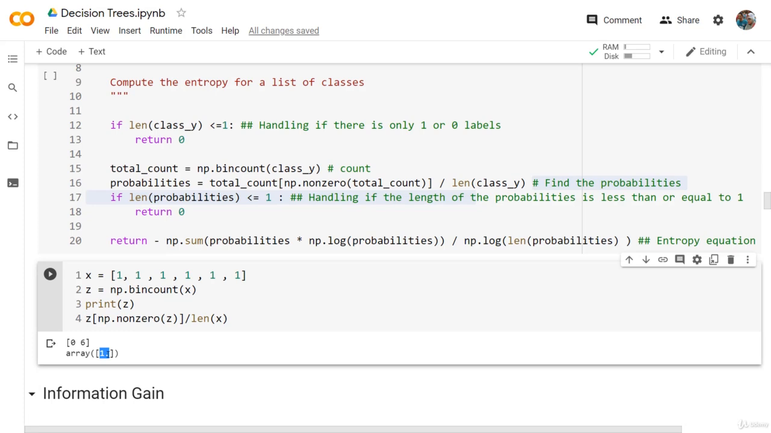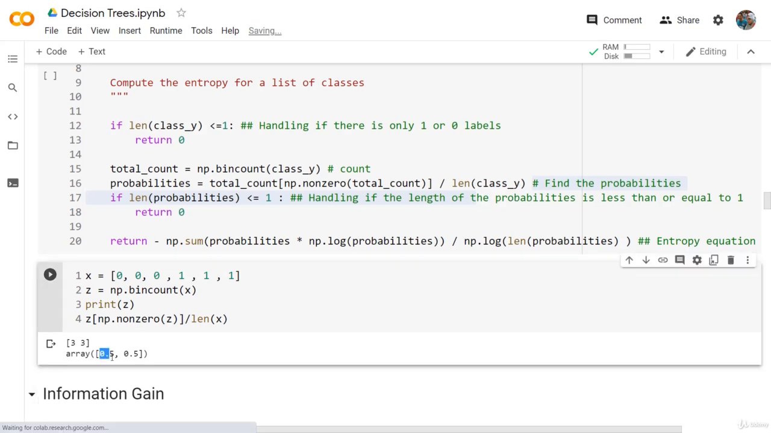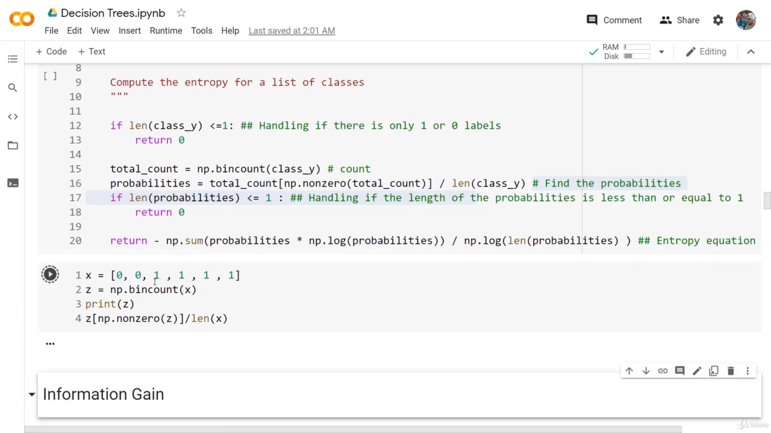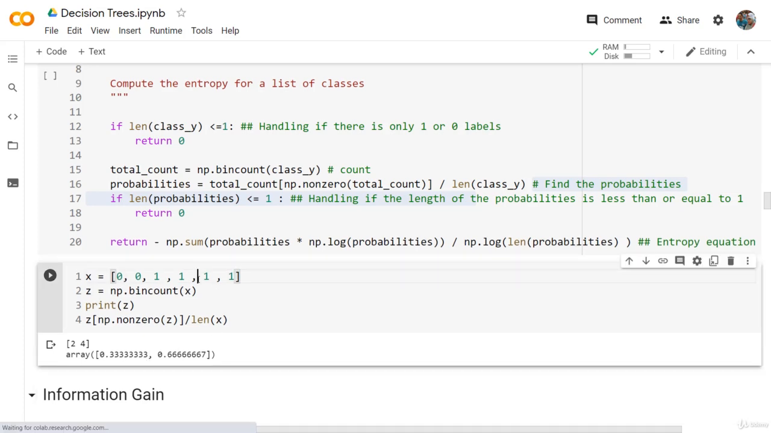The probability is 100%. But if we have here 0 and 0, and another 0, so we have 3 zeros and 3 ones. So in this case, we have a 50% probability of zeros and a 50% probability for the ones, right? If we have here 1, then we are going to have 0.33 probability for zeros and 0.66 probability for ones.